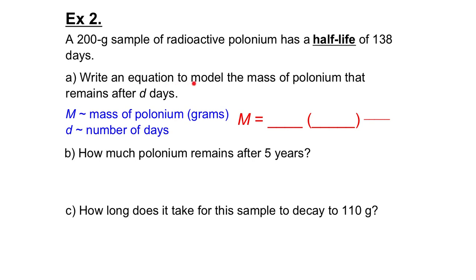So write an equation to model the mass of polonium that remains after D days. We're using M to represent the mass in grams, D to represent the number of days. I have blanks to fill in to make the equation. The equation is for calculating the mass. So remember, you need the initial value, the growth or decay rate, and then the exponent. Take some time to think about what you would put in each spot.